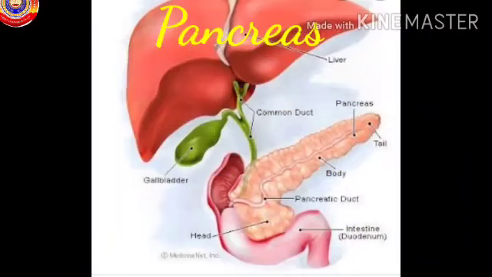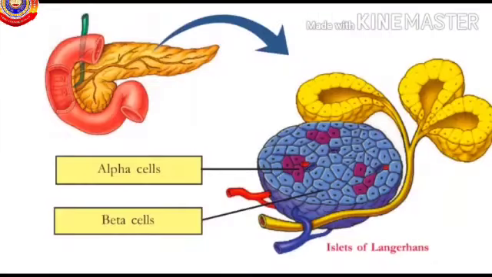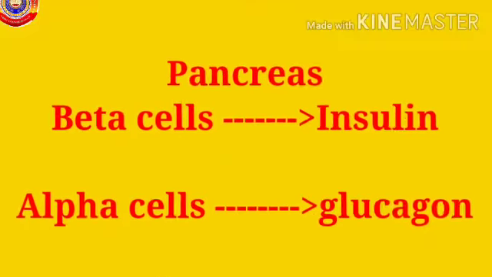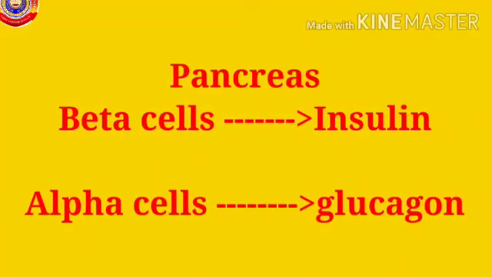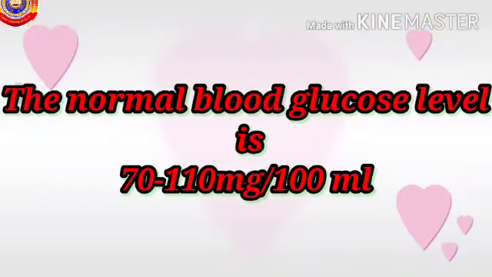Also we discussed the pancreas, which is a gland that contains clusters of cells called islets of Langerhans. These islets of Langerhans constitute two cell types: one is a beta cell and the other is an alpha cell. Beta cells secrete insulin and alpha cells secrete glucagon. The normal blood glucose level is 70 to 110 milligram per 100 ml.